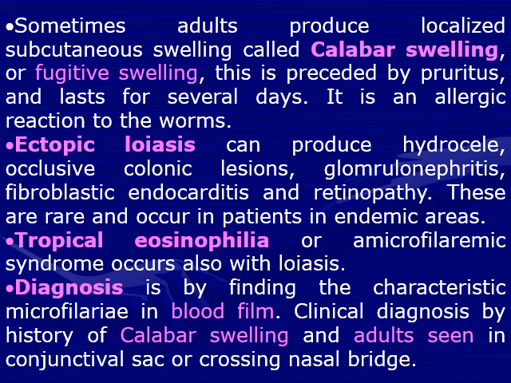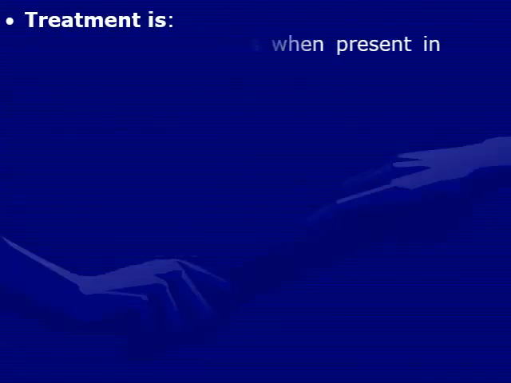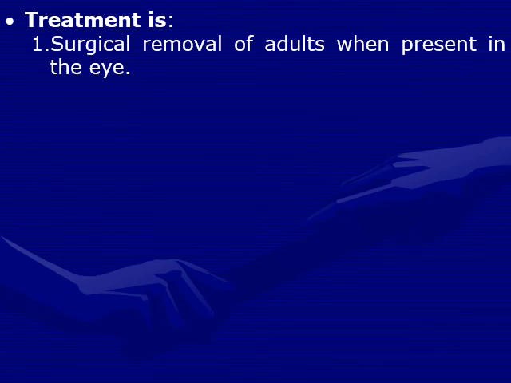Diagnosis is by finding the characteristic microfilariae in blood film. Clinical diagnosis by history of Calabar swelling or the adult seen in the eye can aid in diagnosis. Treatment by surgical removal of the adult when present in the eye.